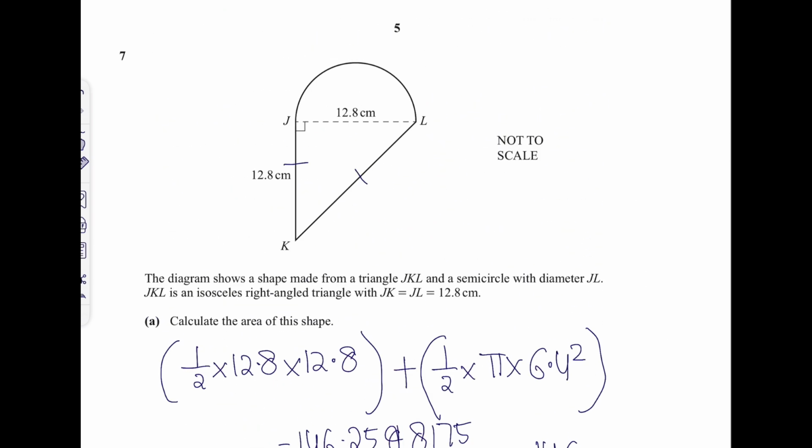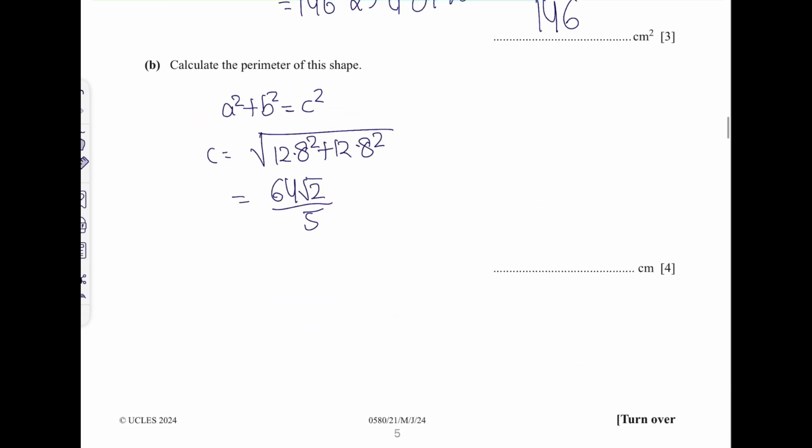JK is given as 12.8. Now we need to find the circumference of the semicircle. Circumference is basically pi d, so if you do pi into 12.8, we would get the circumference. But remember, this is a semicircle, so you just have to do half as well. So 0.5 into 12.8 into pi, which is gotten from here. This is going to give you 32 over 5 pi as per my calculator.